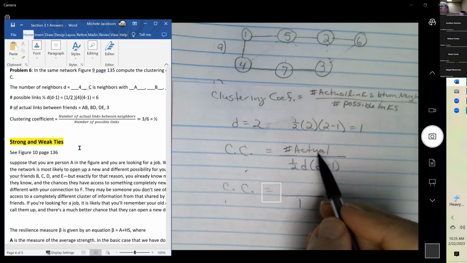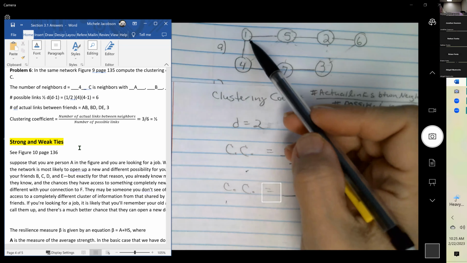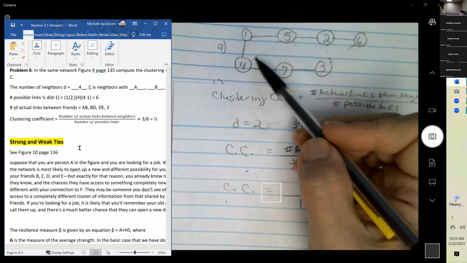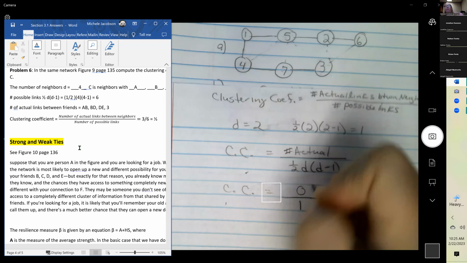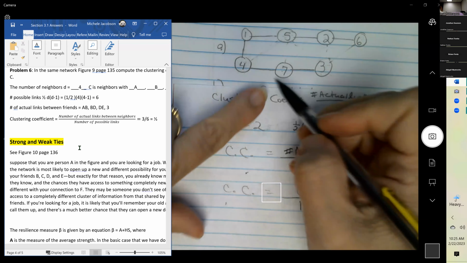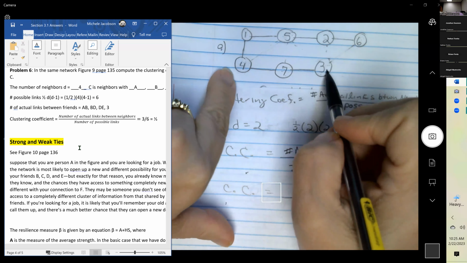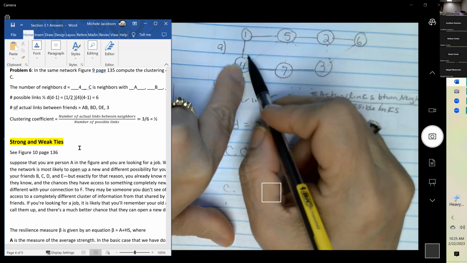The actual, remember, it's how many of your friends are friends. Well, if we look at 1 for an example, it's friends with 4 and 5, but 4 and 5 are not friends. So actually, none of 1's friends are friends. The same thing, you can look at any one of these. If we look at 7, he has 2 friends, 4 and 3, but 4 and 3 are not friends. They are not connected directly.